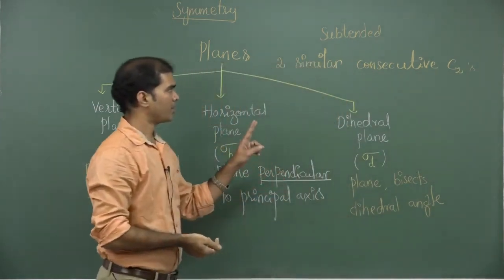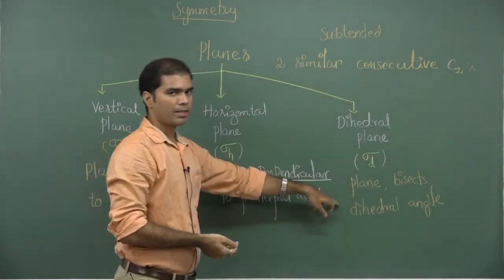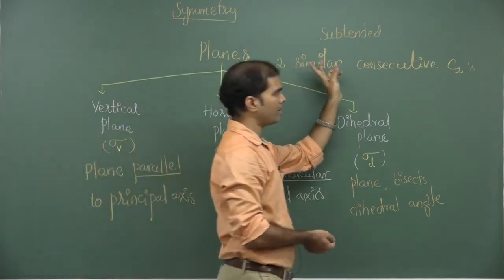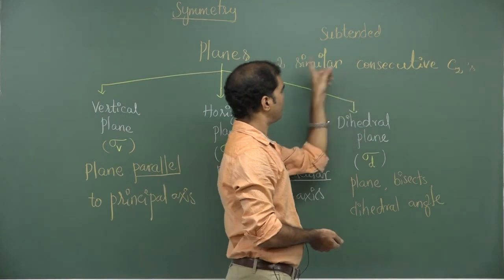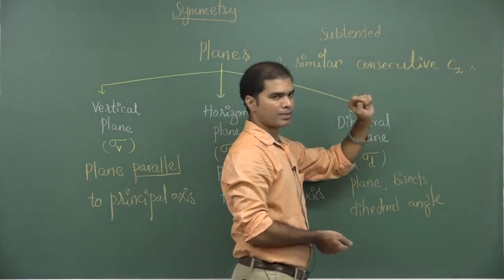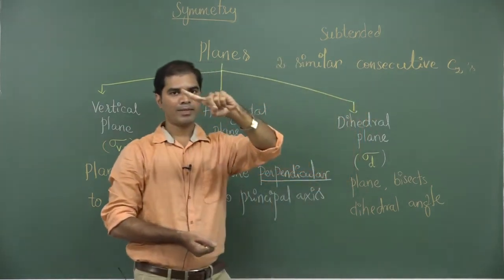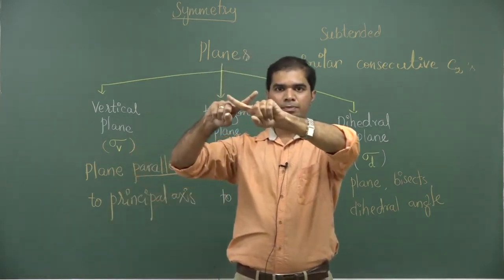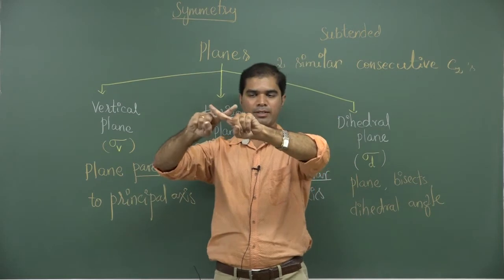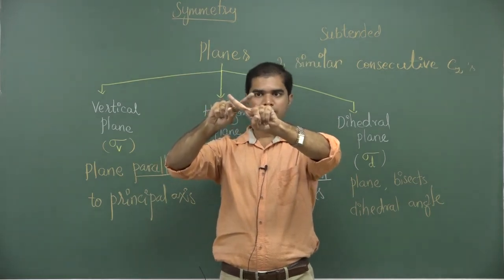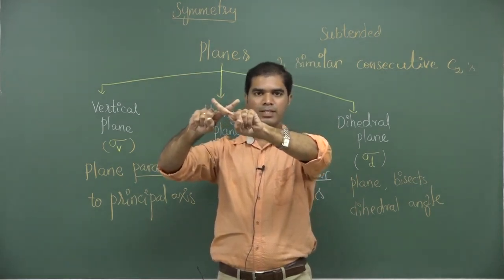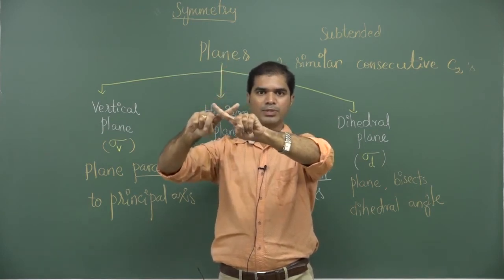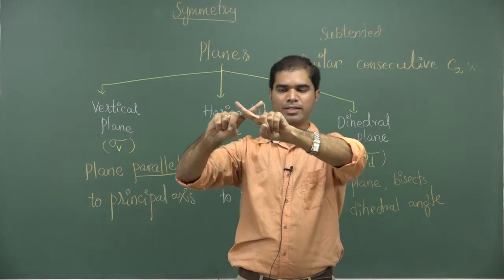Two terms are being introduced. Dihedral angle is an angle subtended between two similar, they have to be similar, consecutive, one after the other, two similar consecutive C2s. Suppose I am having a C2 in one particular molecule, I am having another C2. These two C2s are similar. Then there is an angle between them. That angle is called a dihedral angle, and any plane that bisects this dihedral angle should be called a dihedral plane. It is that simple.